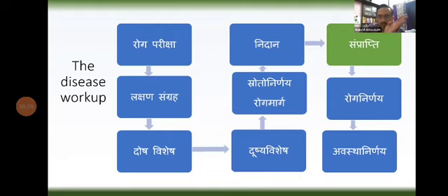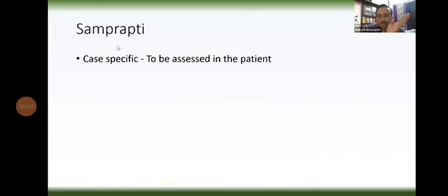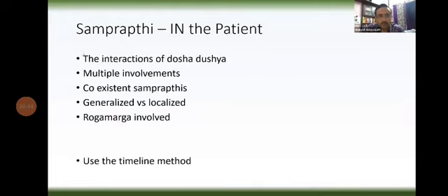So what I'm telling is that the Samprapti has to be formulated in the given patient in every clinical scenario. Don't take the Samprapti from the textbook, put it on the patient and give medicine for that. You have to formulate the Samprapti in every given patient. So look at what interactions of dosha dushya have happened. Multiple dosha involvement can happen. There can be a lot of coexistent Sampraptis going on. Sometimes there may be generalized versus localized Sampraptis going on. Look at the Roga Marga that is involved.